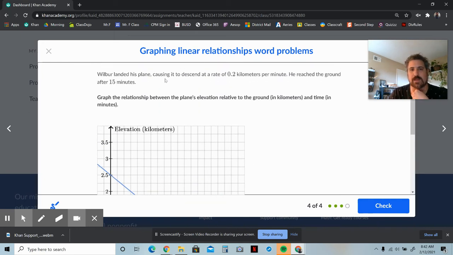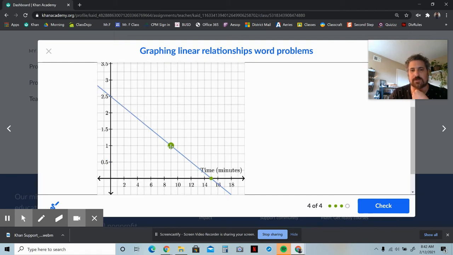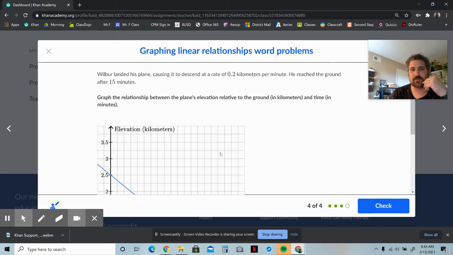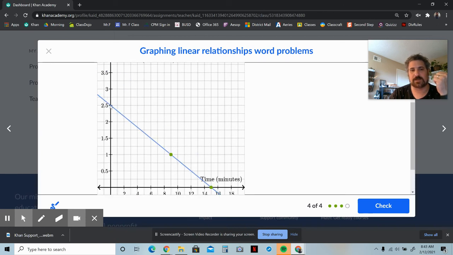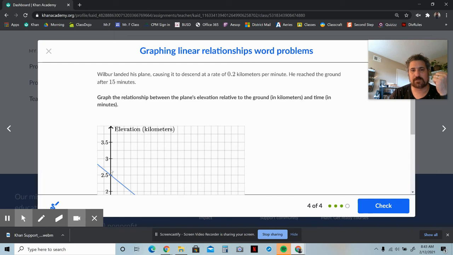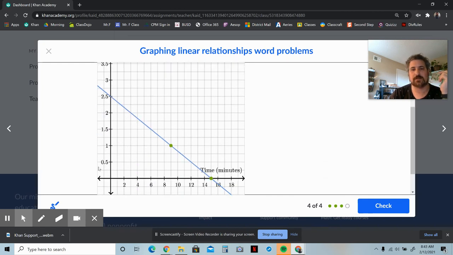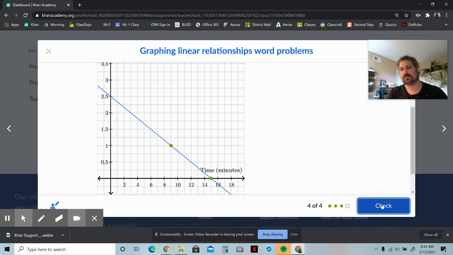So it's going down at 0.2 kilometers per minute, which means if it has 5 minutes to go in terms of the x-axis change, the y-axis would be 1 unit, because 0.2 times 5 is 1. So that's the last part of the descent that we can see. And like we talked about, after 15 minutes, he is on the ground, which is right there. So that means he started his descent up at 2.5. So he was 2.5 kilometers up in the air when he started to descend. But that's not what they asked, just for fun. There you go. So this is the correct way to do it.